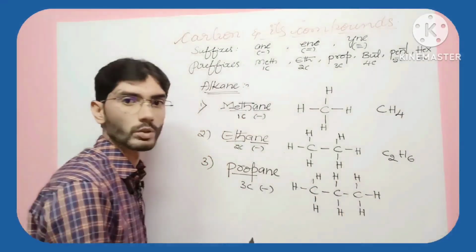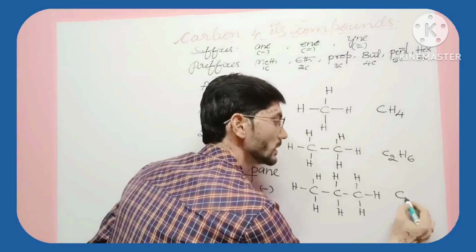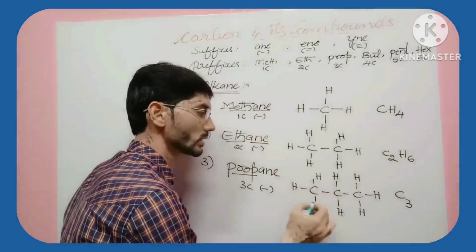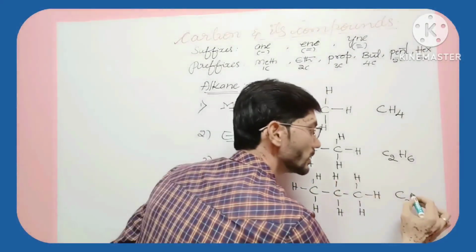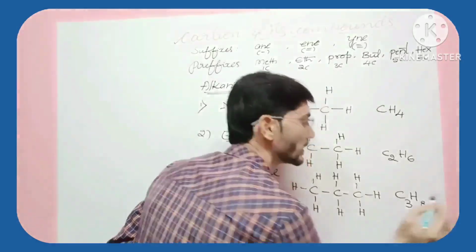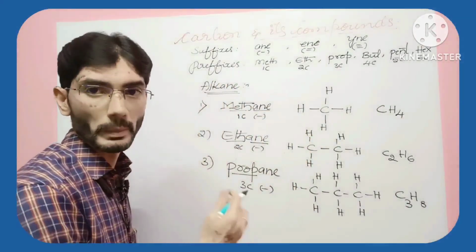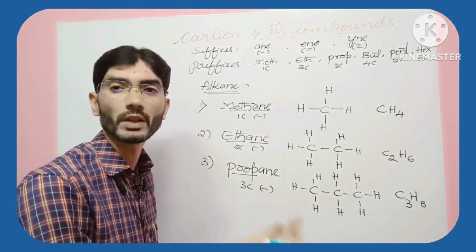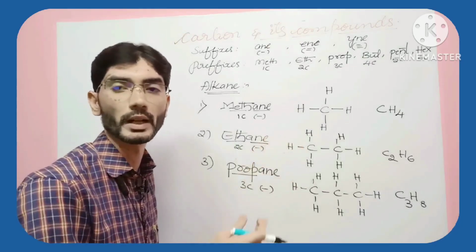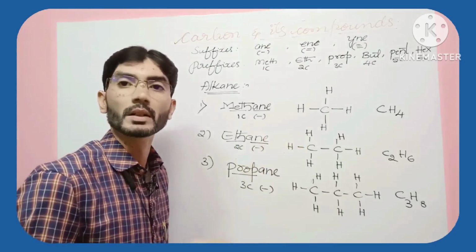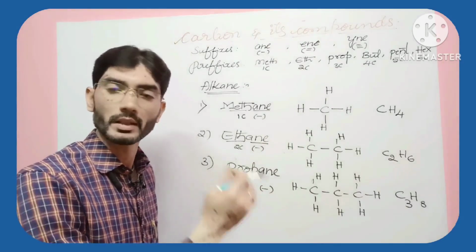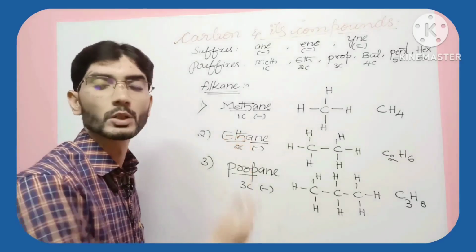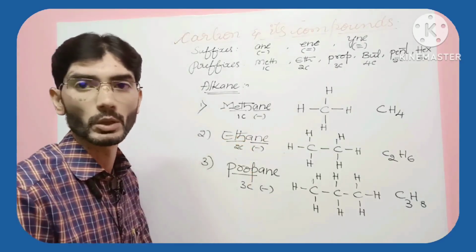And now just count the number of carbon atoms: C3. And now count H and write: 1, 2, 3, 4, 5, 6, 7, 8. H8. The remaining you just try yourself. Next butane, 4 carbon atoms, pentane, 5 carbon atoms. Follow the same procedure. You just rewind the video and observe, and thereafter try another 2-3 carbon compounds of this alkane family, so you can easily write them.